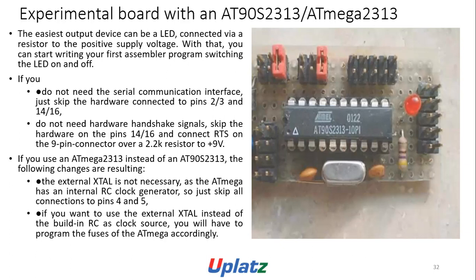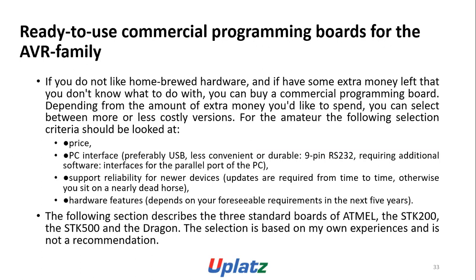If you use an ATMEL AVR 2313 instead of an AT90S2313, the following changes result. The external crystal is not necessary as it has an internal RC clock generator, so just leave all connections to pins 4 and 5 open. If you want to use the external crystal instead of the built-in RC as a clock source, you will have to program the fuses accordingly.